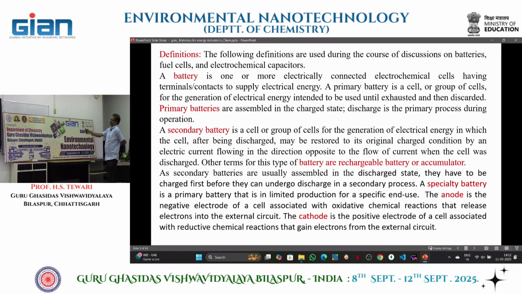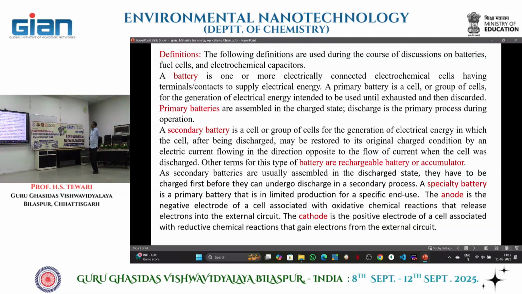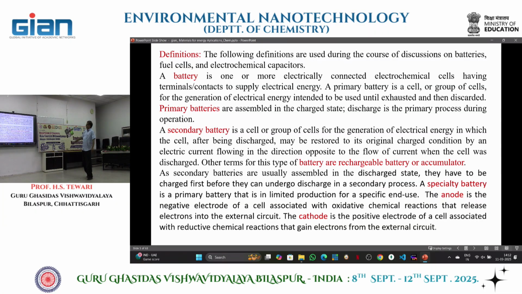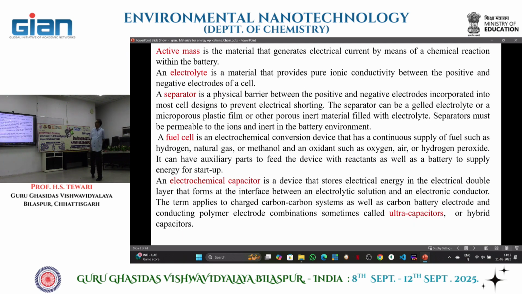So these are the definitions for students actually. What is battery? Then we have primary batteries, secondary batteries, then cathode and anode. Everyone knows it, chemistry people. So this is also when we are using, then we will go for a number of times this active mass, then this electrolytes, separators, fuel cells, electrochemical capacitors, ultra capacitors, and EDLC that I will introduce later on.